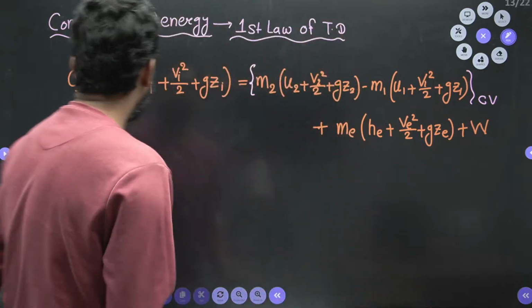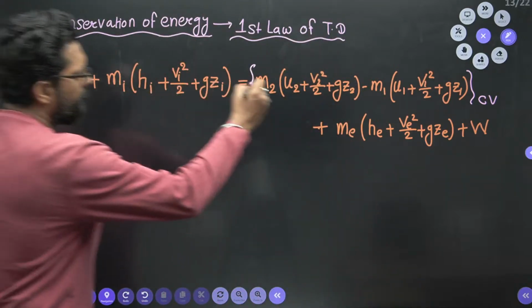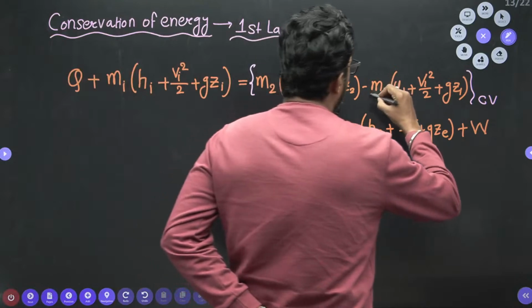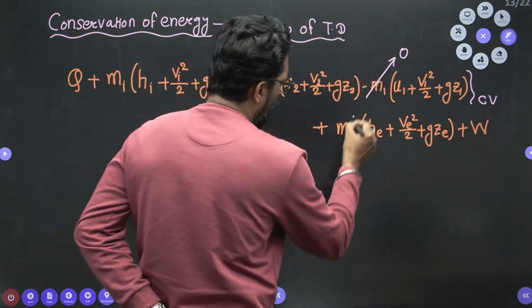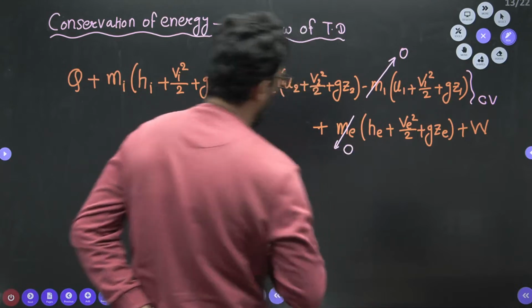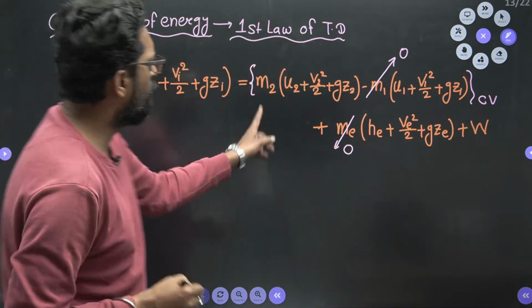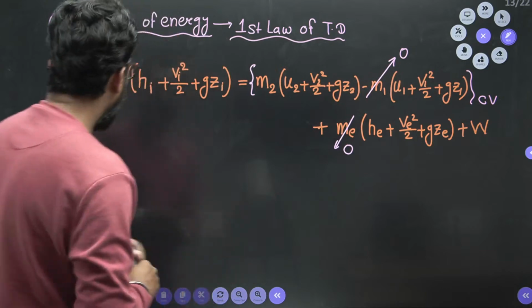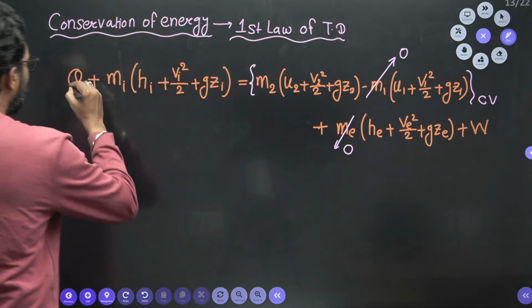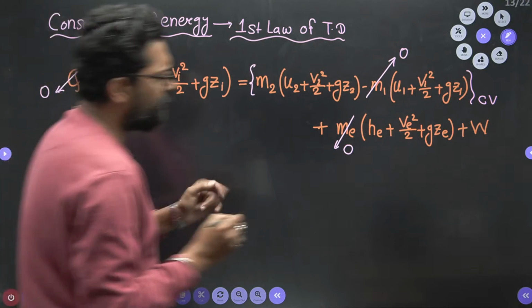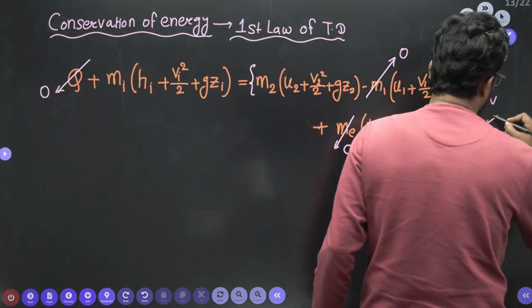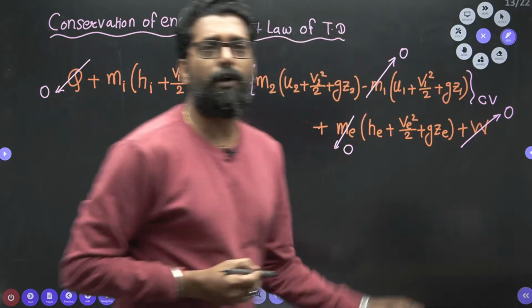Now my dear, there is no mass initially, so M1 is 0. There is no exit, it is 0. Okay, so these two quantities are 0. Now my dear, the tank is insulated, so this is also 0. There is no working device installed with the tank, that means there is no electrical heating.